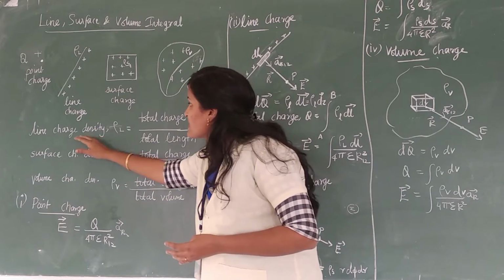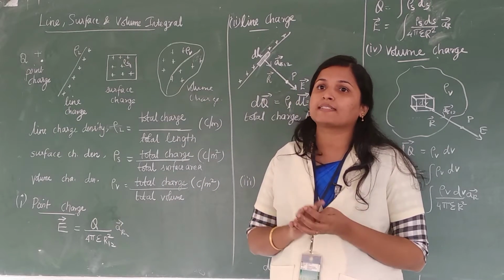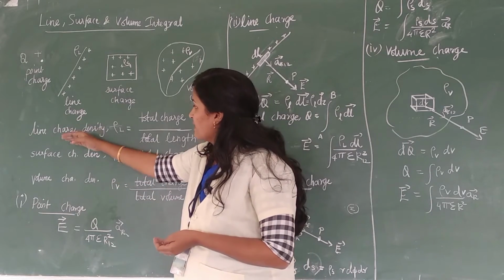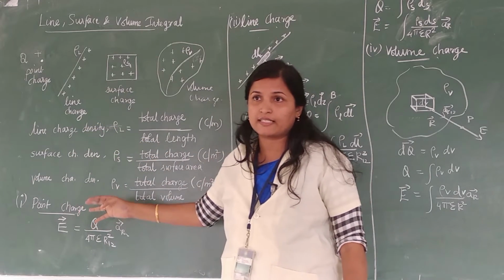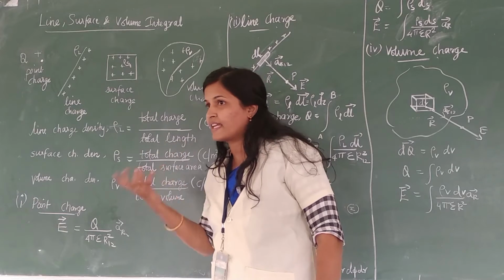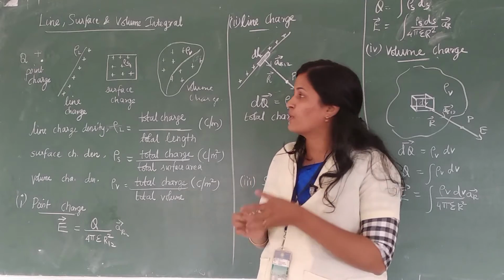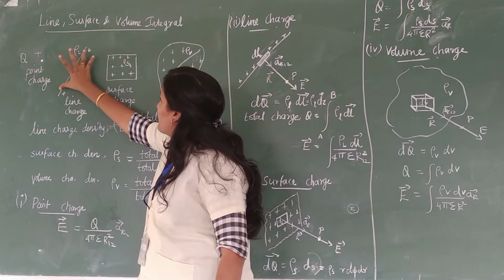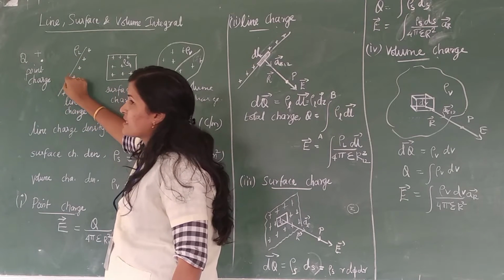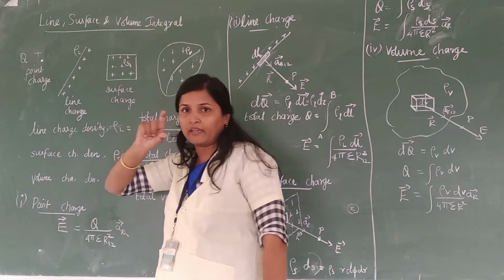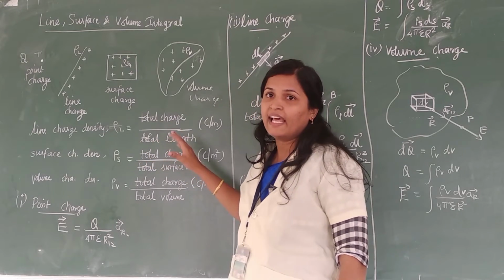Now, what is charge density? It tells how dense it is, how populated the charges are. There are three different types of charge density: line, surface and volume charge density. Line charge density means the total charge per unit length. For example, if this is 1 centimeter, how much charge is occupied in this particular length. That is the line charge density: total charge divided by total length.